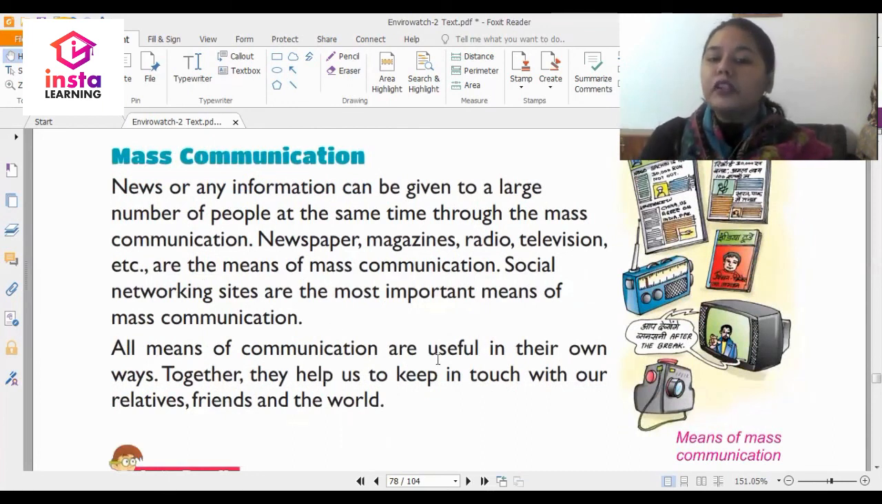All means of communication are useful in their own ways. Together, they help us to keep in touch with our relatives, friends, and world. So, what we have learned in this chapter is the various means of communication that we use to communicate with each other. But what I want all of you to take care of is the fact that you use these means of communication wisely. All right.